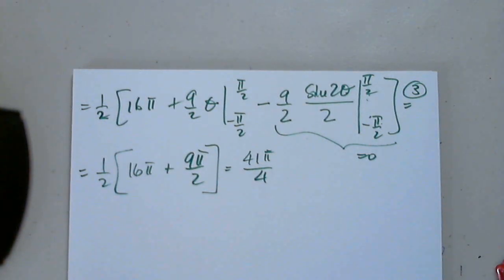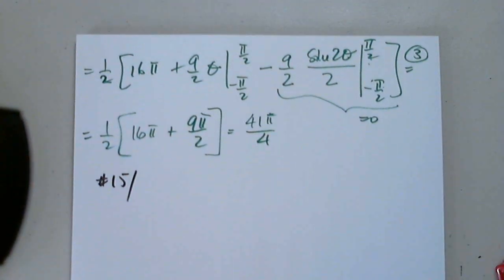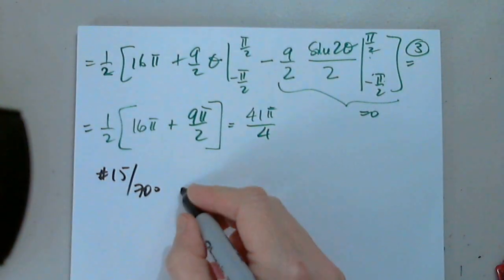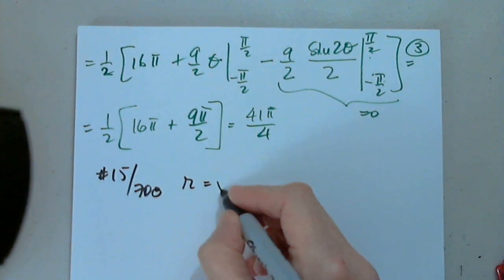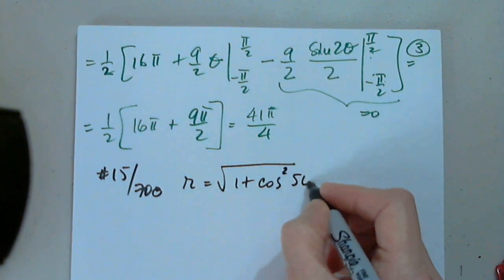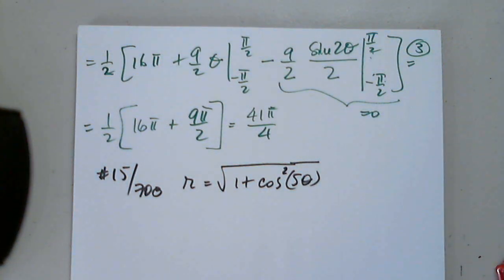Let's say 15, on the same page, 700. And we have r equals the square root of 1 plus cosine squared 5 theta. It says graph the curve and find the area that it encloses.